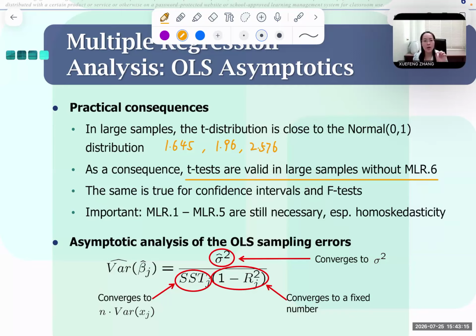This is the payoff of everything we've built today, but important warning, don't skip this. MLR1 through MLR5 are still required, necessary, especially homoscedasticity. MLR5 asymptotics rescues us from the normality assumption, but not from the other assumptions. If those fail, we still have problems. That's a topic for a later chapter.